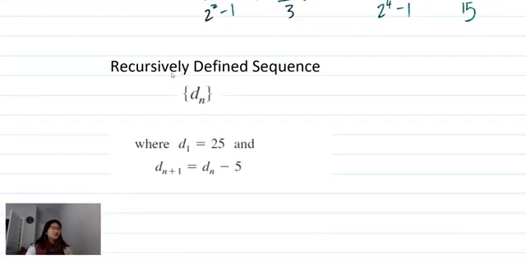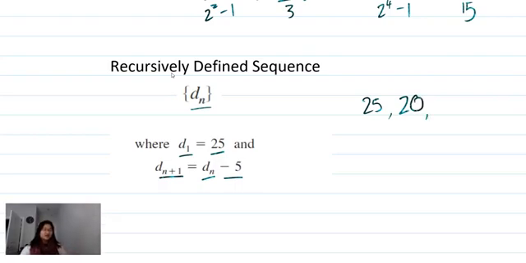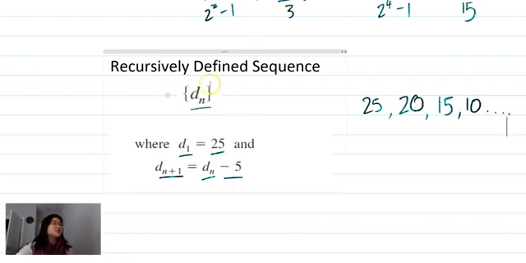Another vocab is recursively defined sequences. So that's where, for example, we're just going to choose another sequence name. We're going to say d sub n. That's going to be defined as our first value is 25. So we got 25 first. And then our next value, d sub n plus 1, is our current d sub n minus 5. So we're going to take 25, subtract 5 from it, and so our next thing is 20. And then we're going to subtract 5 again, so our next term is 15, subtract 5 again, and you're going to get 10, and so on. So that's recursively defined sequences.